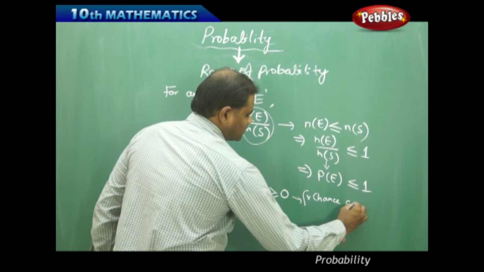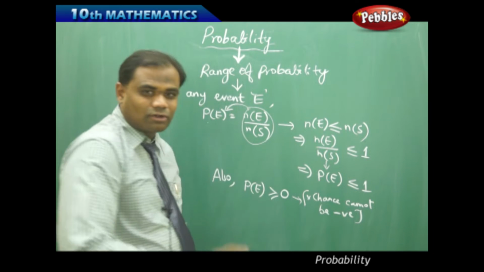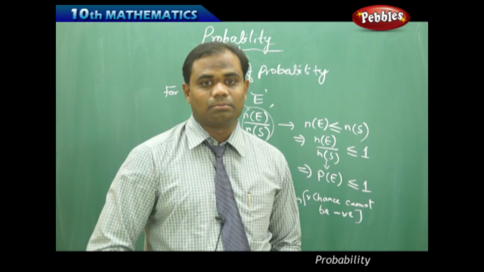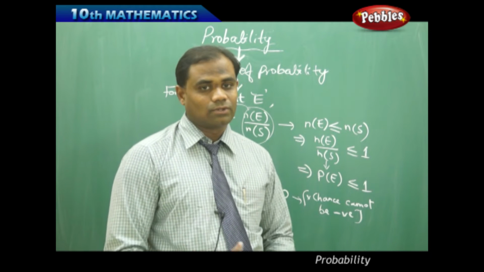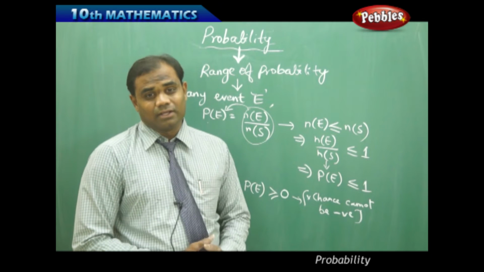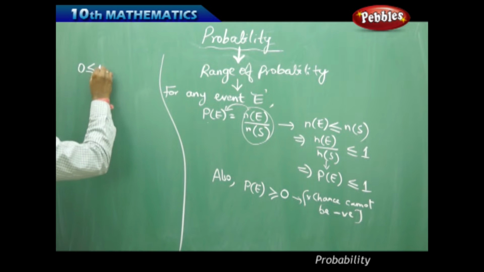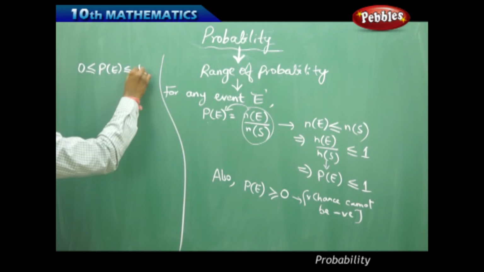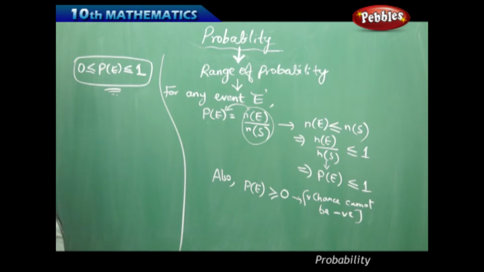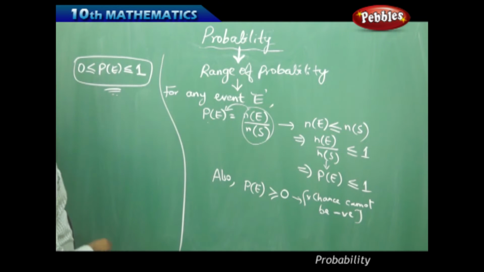chance cannot be negative. The chance of tossing a coin cannot be negative, because we can understand that through the general understanding of the probability, or the chance of happening and not happening. Therefore, P(E) is always greater than or equal to 0, and this is less than or equal to 1. Connecting both of them, I have 0 ≤ P(E) ≤ 1, as the range of the probability always lies between 0 and 1. It does not cross 1 on the right or cross 0 on the left.